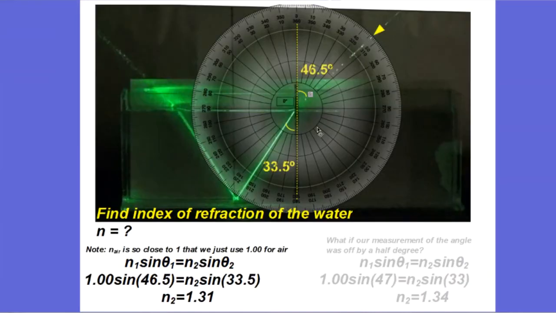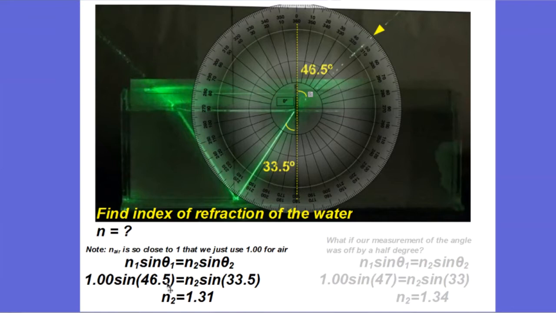Let's look at it with some numbers. So here's the example with the laser beam we saw a few minutes ago. Our incoming beam in the air came in at an angle of 46.5 degrees and was refracted to an angle of 33.5 degrees. You can see the readings here on this overlaid protractor. So I'll plug in my numbers. The index of refraction of air is 1.00 to 2 decimal places. It does differ from the speed of light in a vacuum, but it's beyond 2 decimal places. So we just use 1.00 for air.